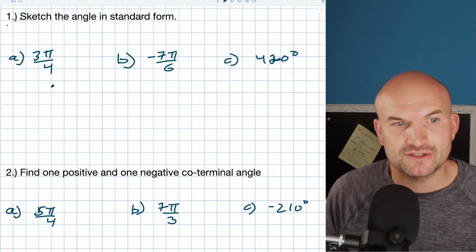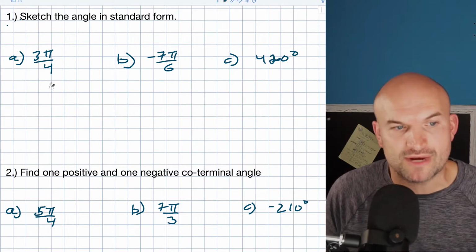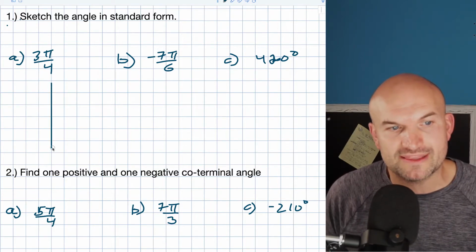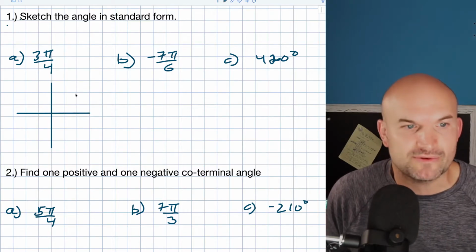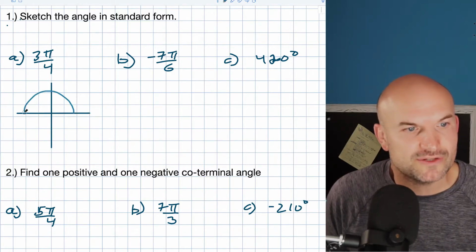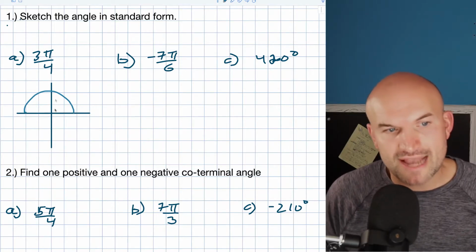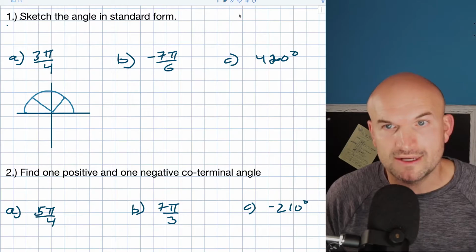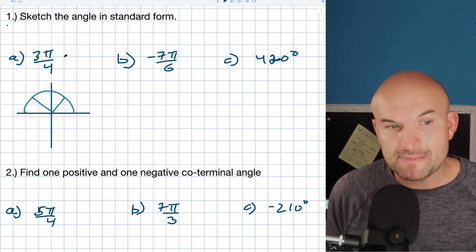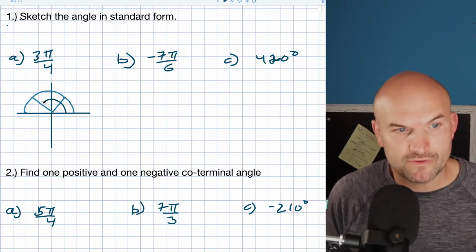When we want to sketch an angle in standard form, you can see in this case we have a radian. Now there's a couple different ways we can think about doing radians. The way that I always like to explain it with my students is just remember that we can use a semicircle. Halfway around a circle is going to be pi, or 4 pi over 4. Now my angle is only going to be 3 pi over 4. So 1 pi over 4, 2 pi over 4, 3 pi over 4.